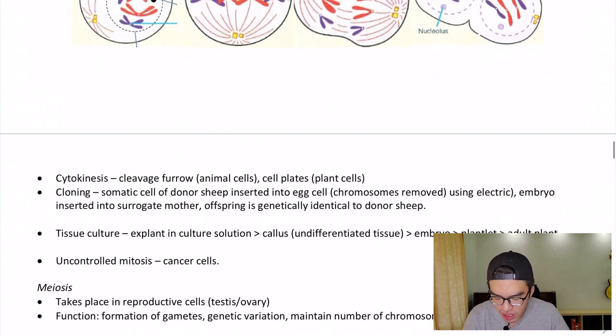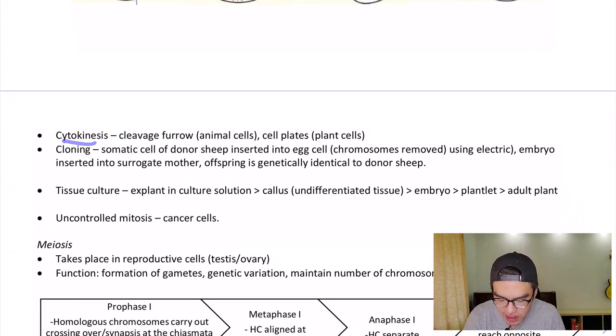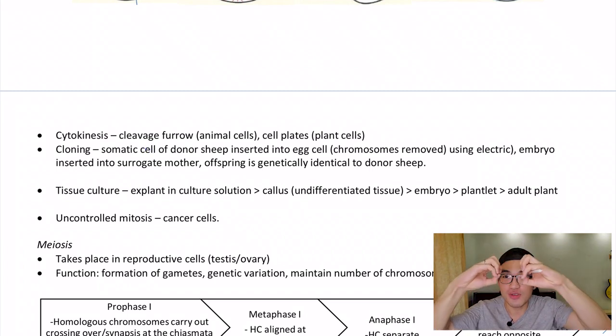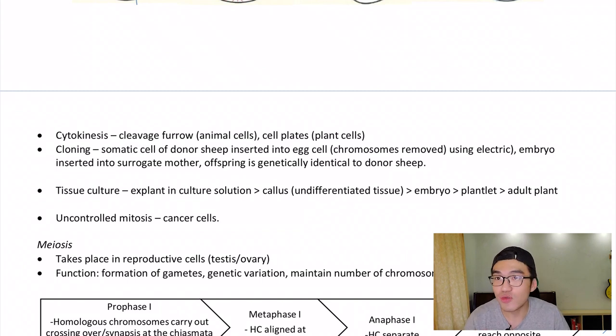Moving on. Next, you have your cytokinesis. In animal cells, we form something called a cleavage furrow. It means they will pinch before they split. But plant cells don't do that. Plant cells form something called a cell plate. And when these cell plates join together, they form a new cell wall.